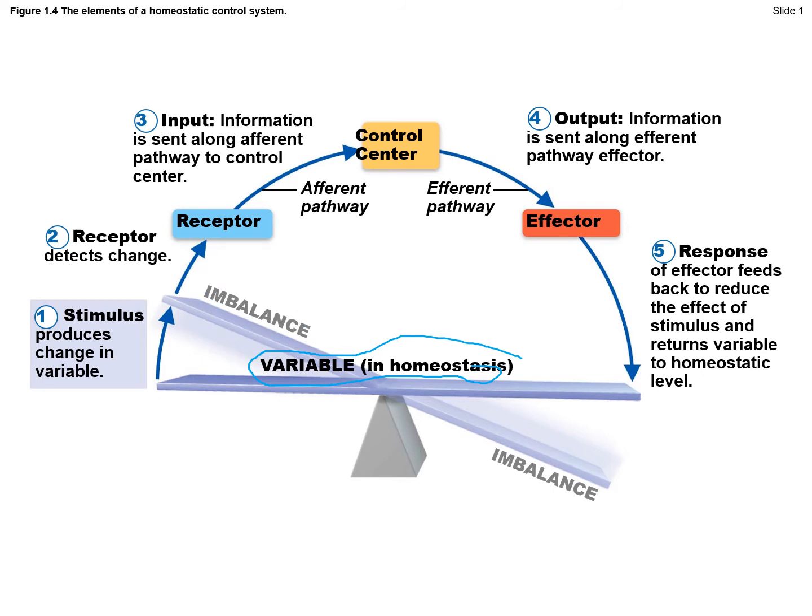So a stimulus could be like cold weather, right? So we'll just use cold. So the stimulus would be cold, and we go outside, and the receptors on our skin will detect that change in temperature, and then that receptor will send signals from the receptor to the control center, and the control center could be the spinal cord, but typically it's the brain, right?